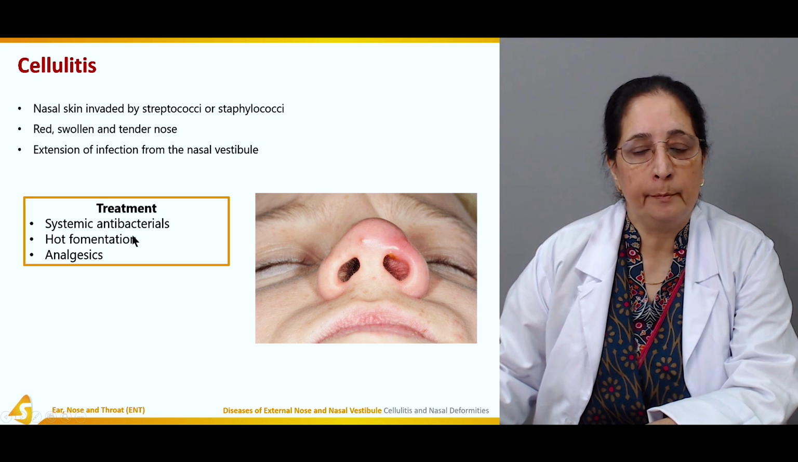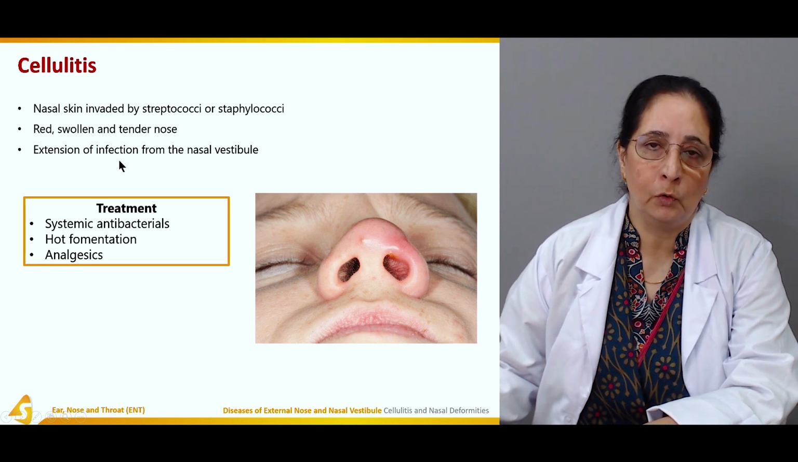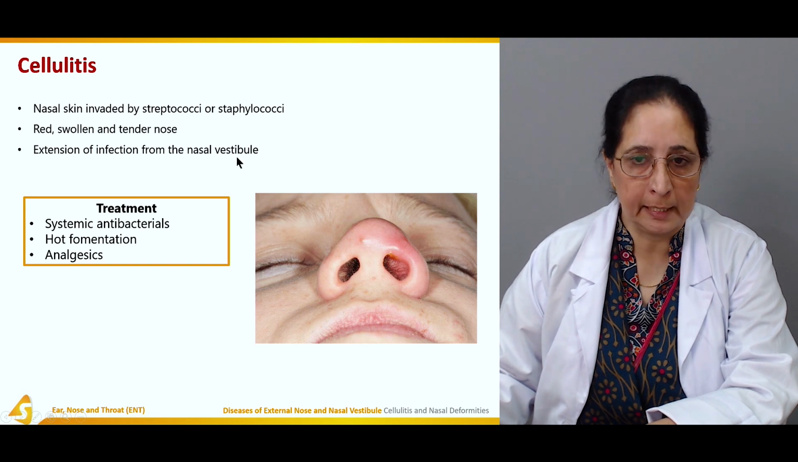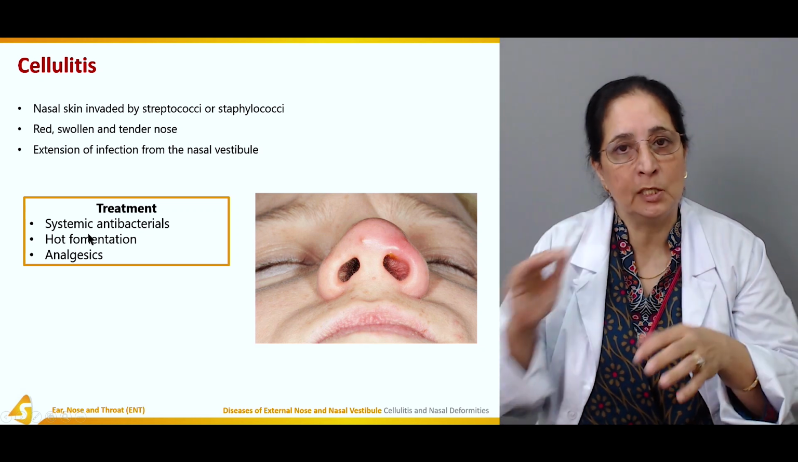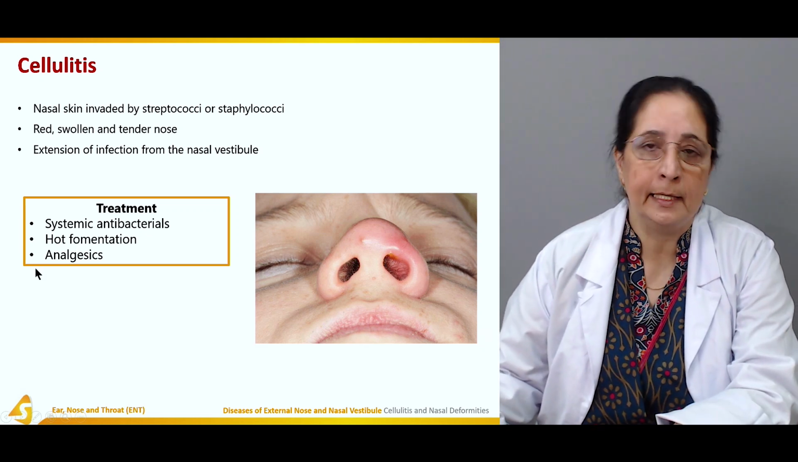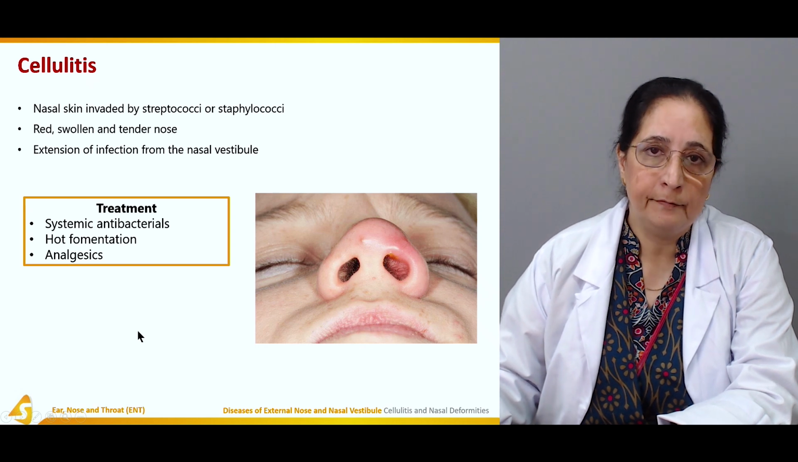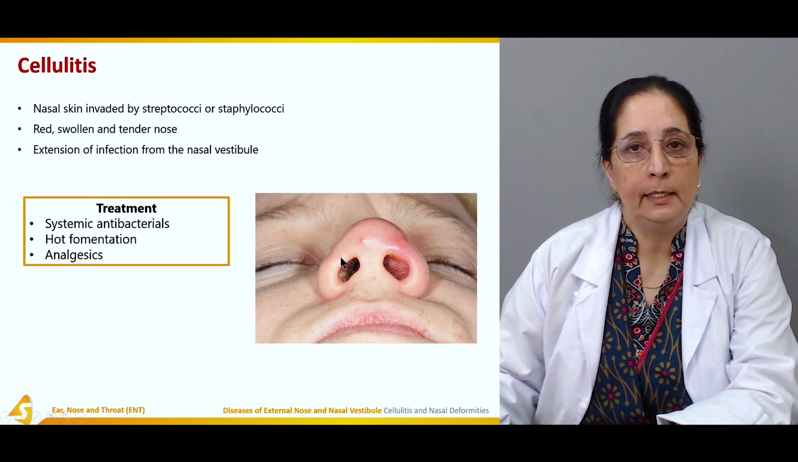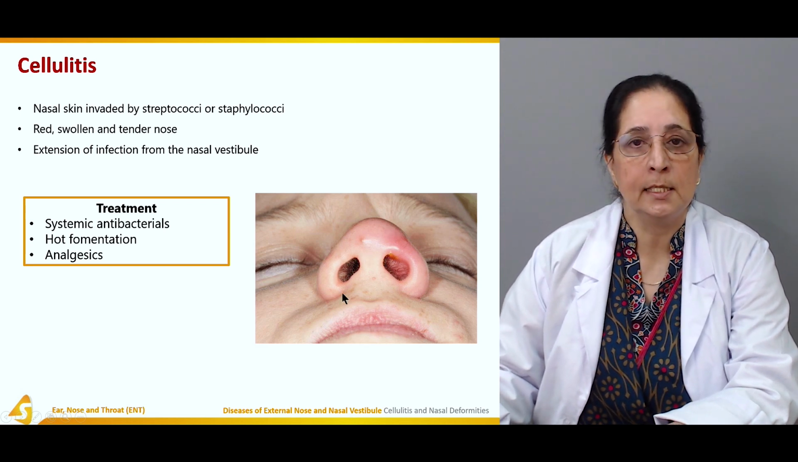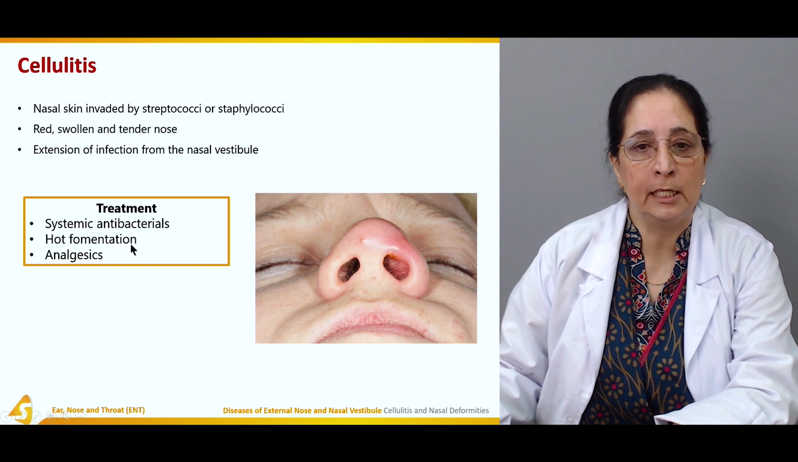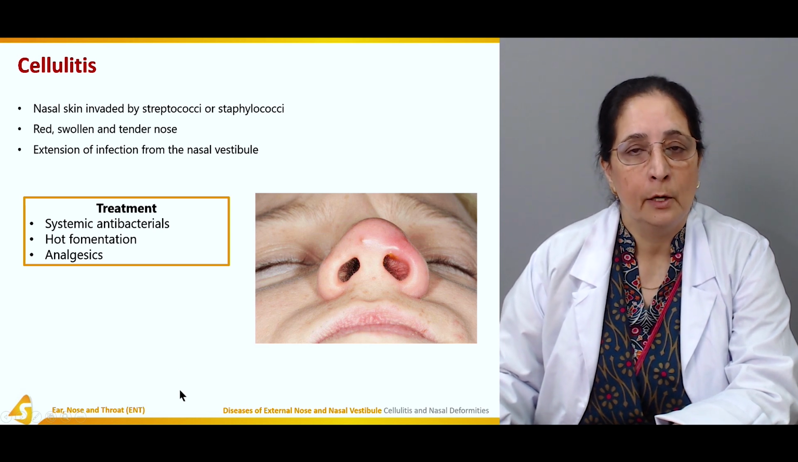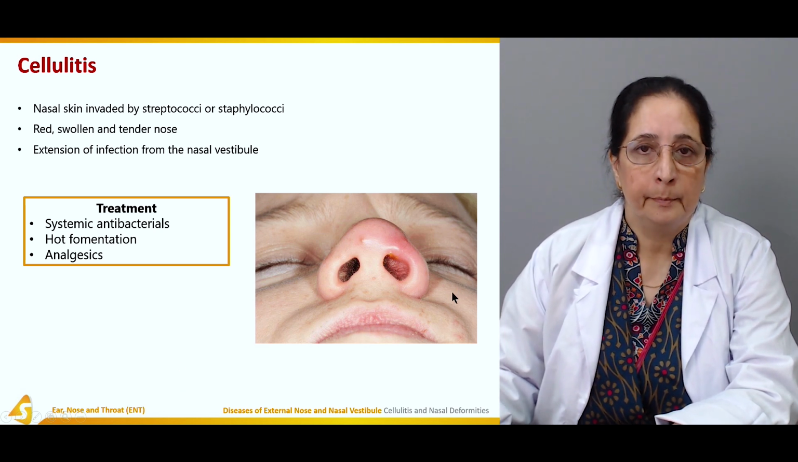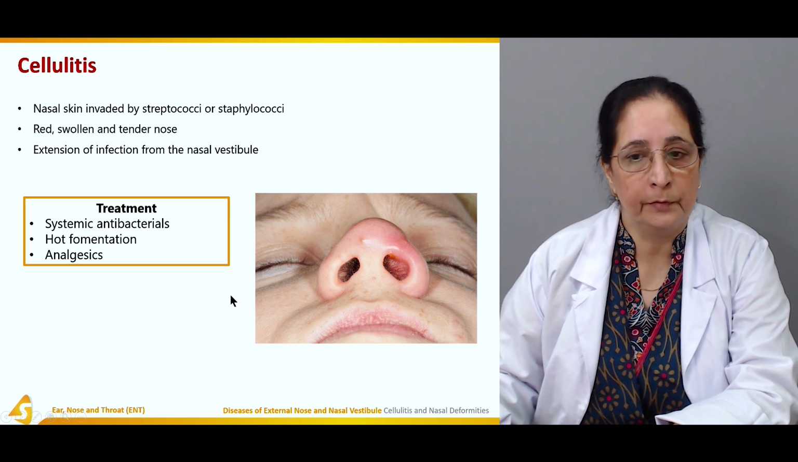Treatment is antibacterial because streptococci, staphylococci are both bacteria. The hot fomentation is very helpful to reduce the swelling and the tenderness, and then analgesics are effective. If there is too much pain, usually the analgesics are effective to relieve the pain. So cellulitis is the inflammation of the tissues, and usually it spreads from the nasal vestibule and causes pain, swelling and tenderness of the nose.